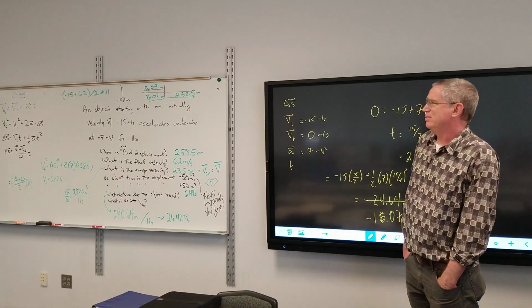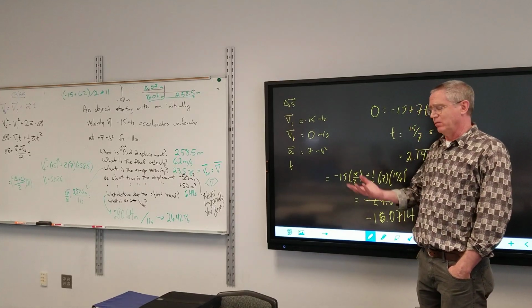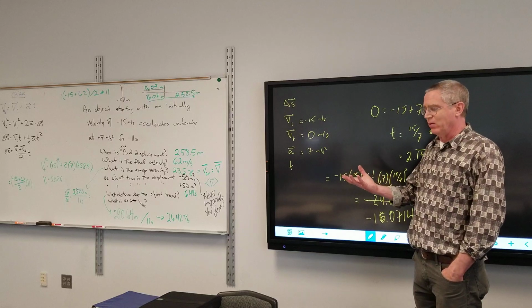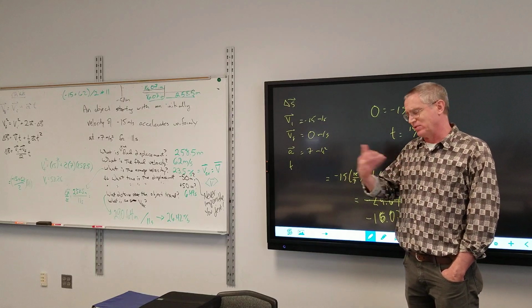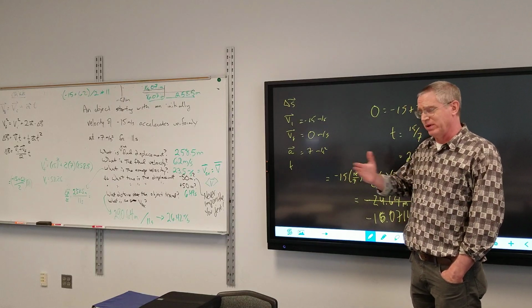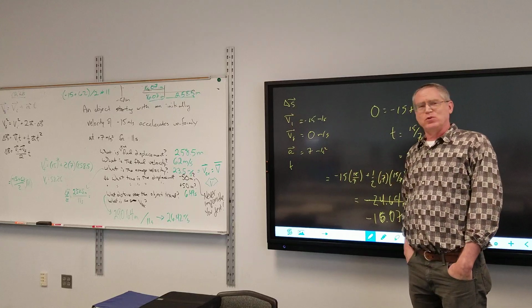All of this is well and good. We've dealt with one-dimensional motion here. We don't need i hat and j hat because we can get away with plus and minus. But what if it's a two-dimensional problem?